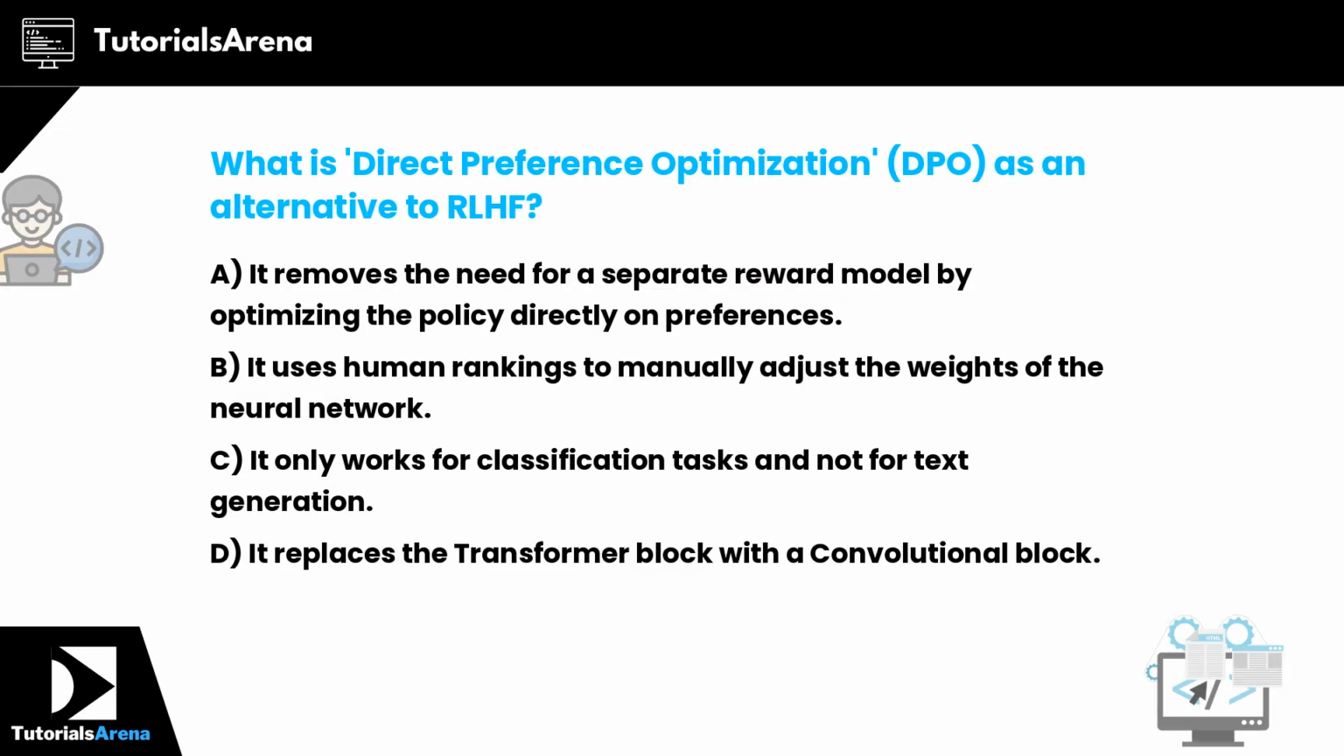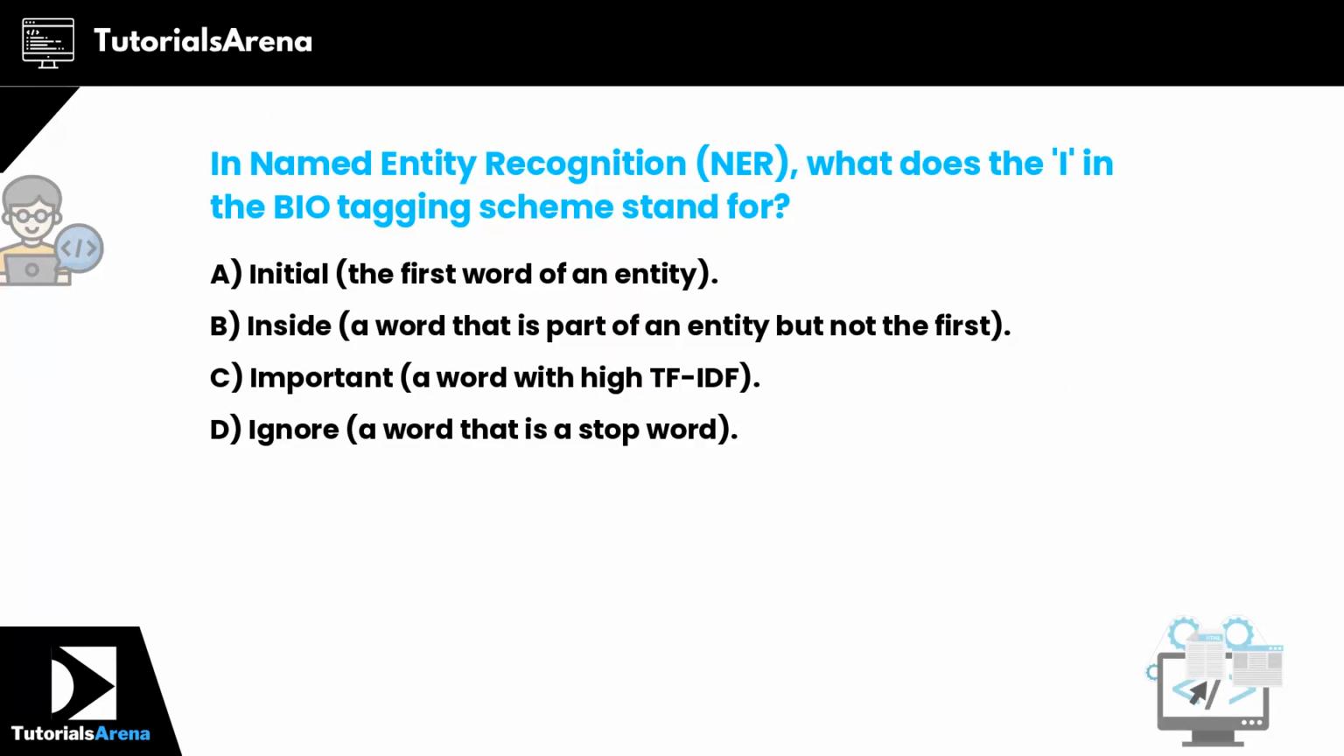What is direct preference optimization, DPO, as an alternative to RLHF? The correct answer is option A. It removes the need for a separate reward model by optimizing the policy directly on preferences. In named entity recognition, NER, what does the I in the BIO tagging scheme stand for? The correct answer is option B, inside, a word that is part of an entity but not the first.